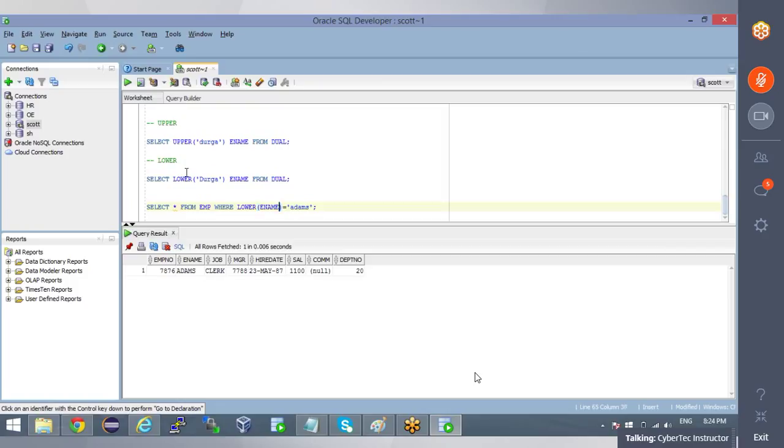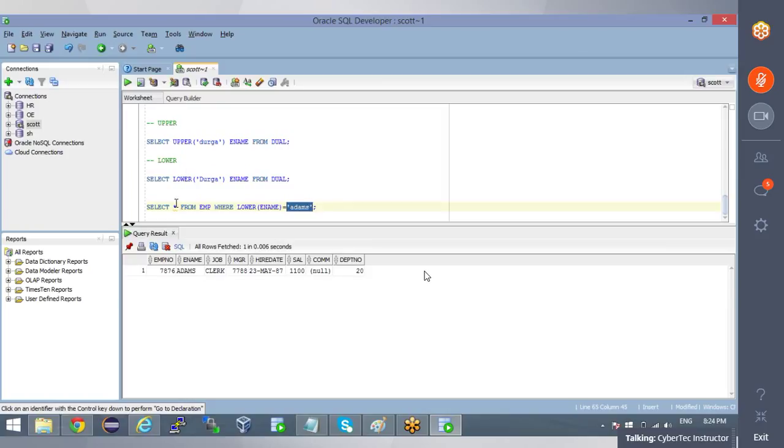Because what it has done, it has lowered this ename and then made a condition on the input data. Based on that, it has retrieved the output, and the output will not be according to your input filtering condition. It would be according to the way it is stored in the table.